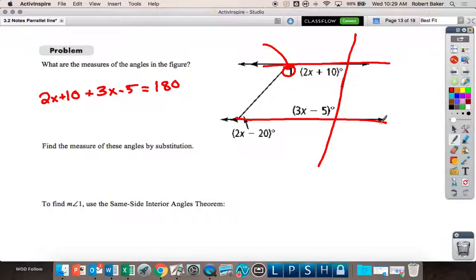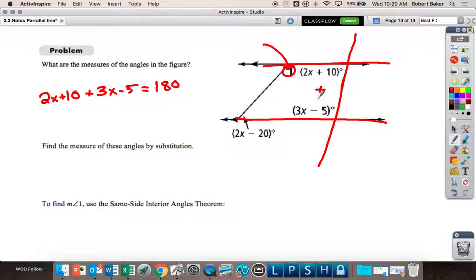So what do you call these two angles? They're same side interior angles. Because they're same side interior angles, they add together to equal 180 degrees. Did you see that? Okay, so you can extend the transversals so you can see that. Now here's where we're at.